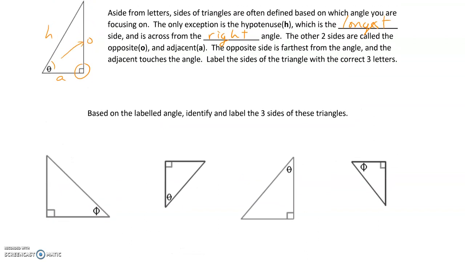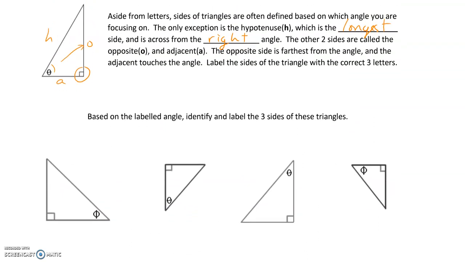So based on the labeled angle, identify and label the three sides of these triangles. Okay, so we're going to label the three sides of our triangles. Now, the hypotenuse is the easiest one by far. The hypotenuse is always the longest one. So this is going to be a hypotenuse, that's going to be a hypotenuse, that's the hypotenuse, and that's the hypotenuse. That's really simple.